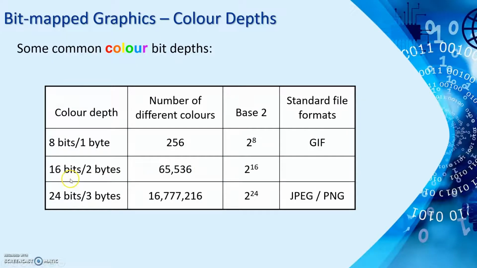If it was 16 bits per pixel, that would be 2 to the power of 16, which is 65,536. There's no standard file format that actually uses that. It's just here for illustrative purposes. But you might have 24 bits per pixel. And if you did your sum on your calculator, 2 to the power of 24, you would come up with a number 16,777,216. And that's what's used for JPEG and PNG. It's something called true colour. I'll come back to that.